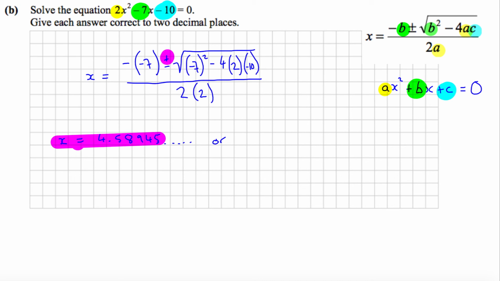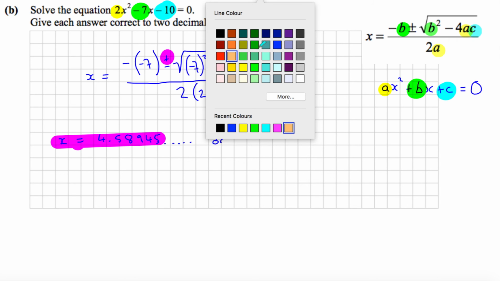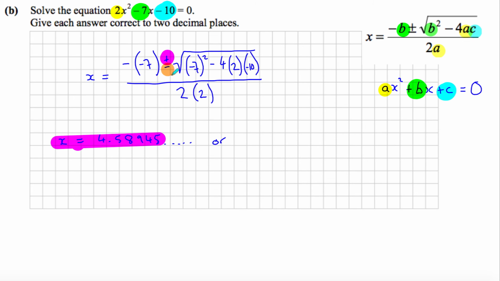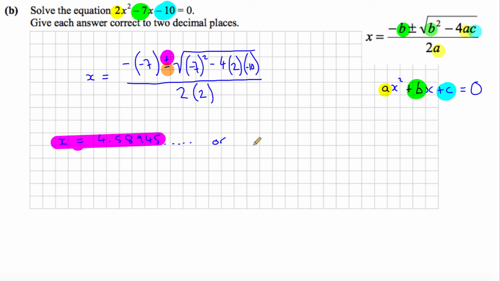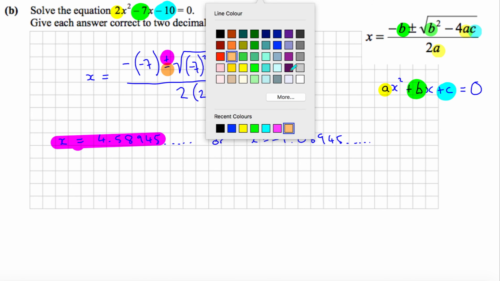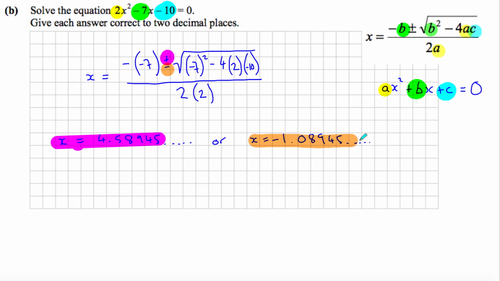And then there's also the negative answer, which I'm going to do over here. The negative answer will be the exact same as before, but you're going to change that positive sign to a negative sign. Press the SD button if it gives it to you in surd form, and I get the other answer is minus 1.08945, and on it goes. So that's my other answer then, my orange answer with the negative sign.